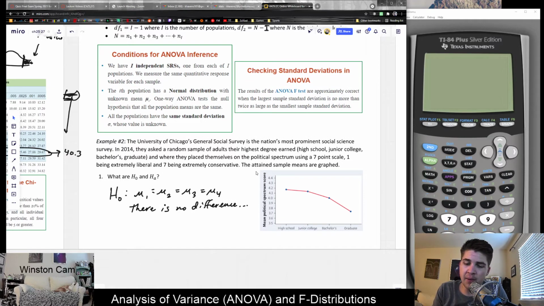And then our alternative hypothesis here is that there is some difference. Remember, it's not that they're all different, it's just that some of them are different. Like maybe high school and junior college might be the same, but it seems graduate is different from the rest at the very least. Again, we're not going to go into those finite individual analyses, but basically there is some difference in mean political affiliation scores.